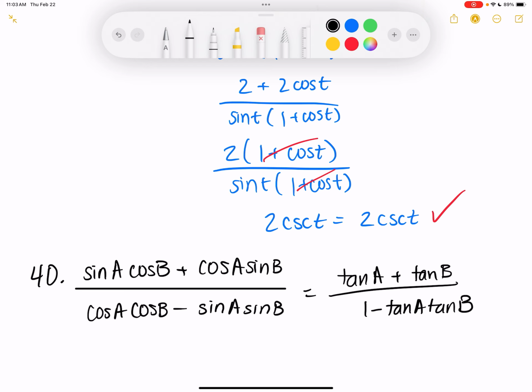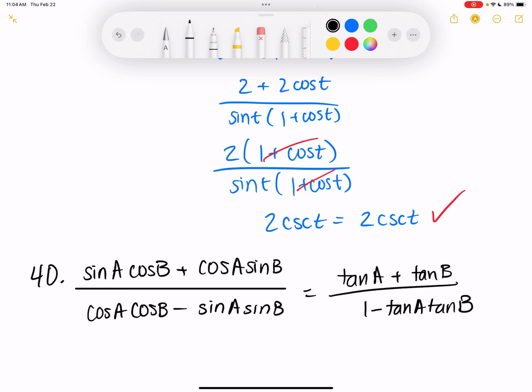Yes, they are sum and difference identities, which would have been my first thought, is to rewrite them as what that would have been. So the top one would have been sine of A plus B, and on the bottom would be cosine of A plus B, I think. I never remember which one's which. So opposite sign for cosine. And then the other one would have been tangent of A plus B.